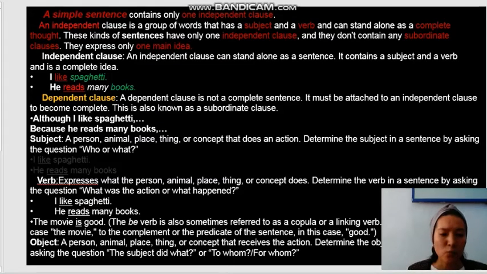Next, the movie is good. The be verb is also sometimes referred to as a copula or a linking verb. In this case, the movie is the subject, and the complement or the predicate of the sentence is good. Object: a person, animal, place, thing or concept that receives the action. The subject did what? Or to whom? For whom?